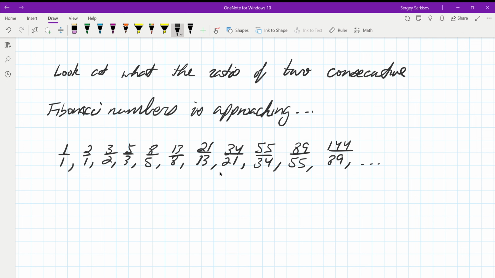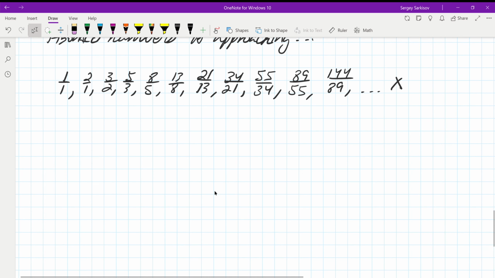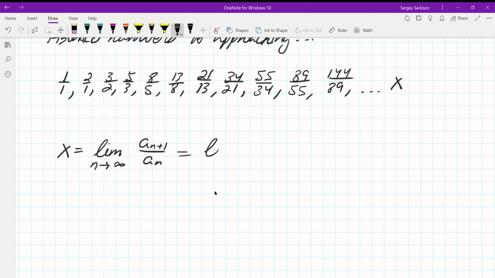Let me just call it x, for example. We're approaching x, and let's see what x will be. The idea being that we want x to be the limit of these Fibonacci ratios as n goes to infinity of a sub n plus 1 over a sub n. And what is a sub n plus 1? It's a sub n plus a sub n minus 1, over a sub n.